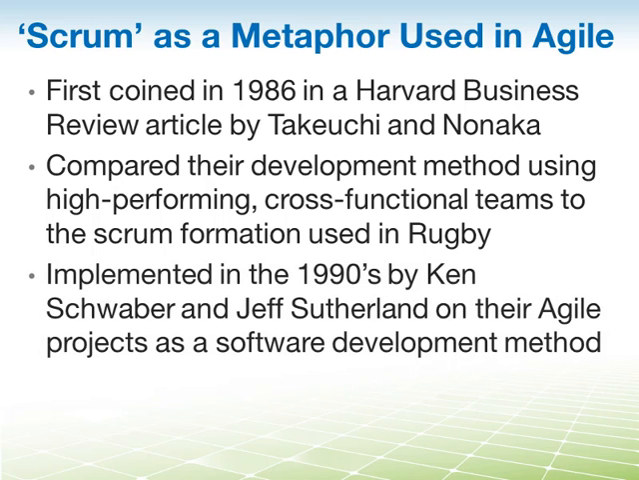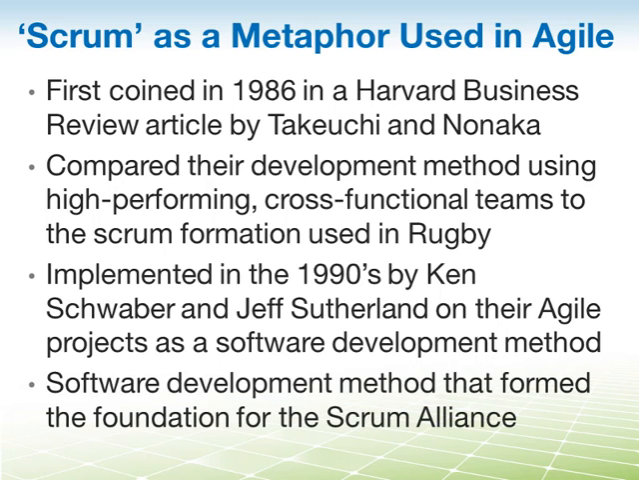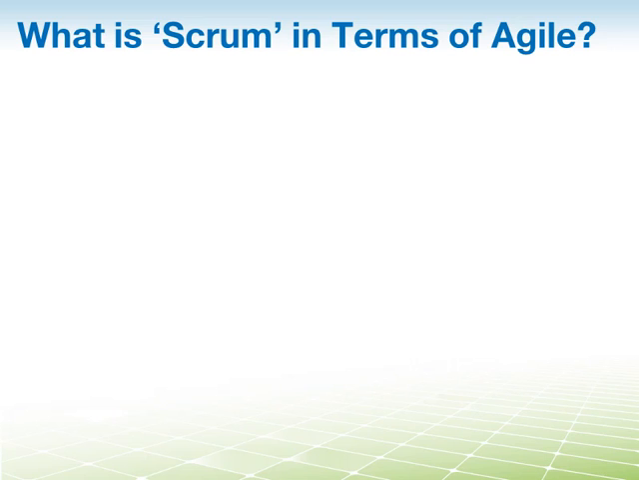In the mid-1990s, Jeff Sutherland and Ken Schwaber used this methodology on their Agile development projects and referred to this method using the single word Scrum. Soon after that, the Scrum Software Development Methodology and the Scrum Alliance were born, and the rest, as they say, is history.